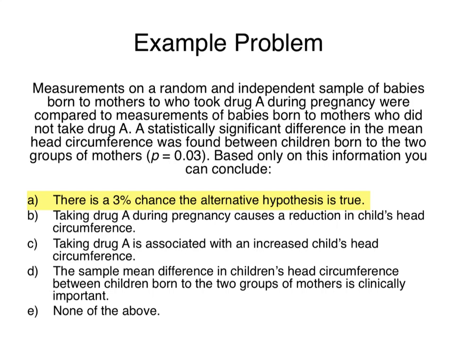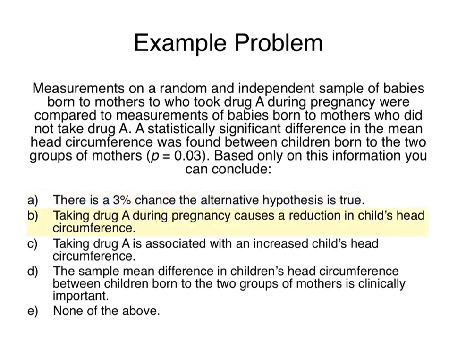First, there's a 3% chance the alternative hypothesis is true. So the p-value is not the chance that the alternative hypothesis is true. It's the probability of observing the difference in mean head circumference between children born to the two groups of mothers, or more extreme, merely by chance, assuming the null hypothesis is true, that there really is no difference in the mean head circumference for the children born to the two groups of mothers.